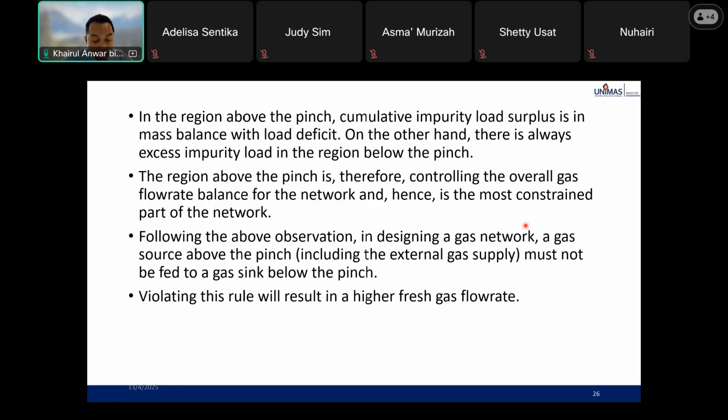But I think this rule will result in a higher fresh gas flow rate. This rule also applies during mixing. I'm referring to the paper, page 5989, second column, second paragraph. Following the observation in designing gas network, this rule also applies during mixing of different gas sources belonging to the different pinch regions. The pinch crossing stream that exists at the pinch position is, however, an exception to this rule. Recall that part of the pinch crossing stream belongs to the region above the pinch, while the remaining belongs to the region below the pinch.